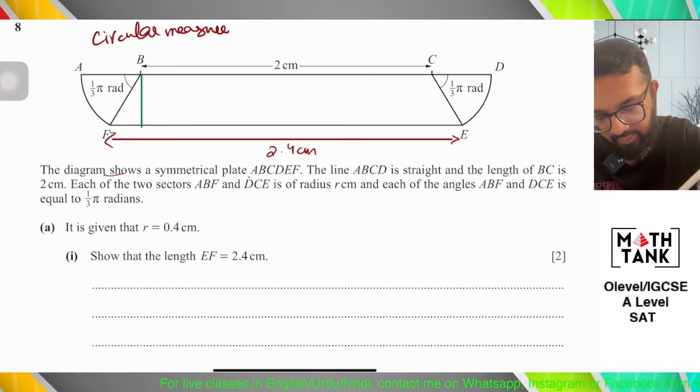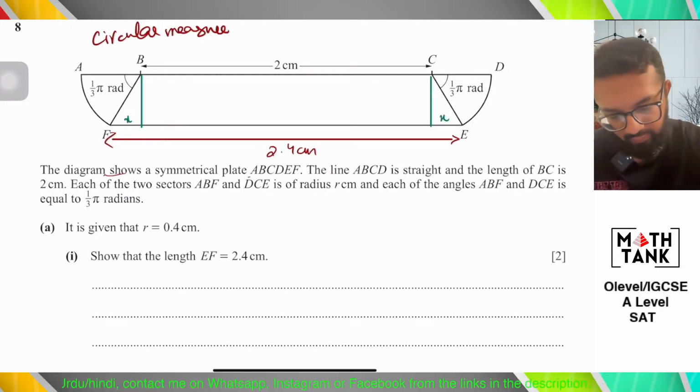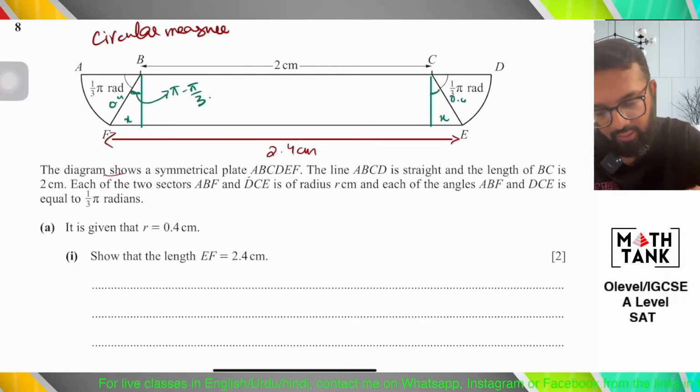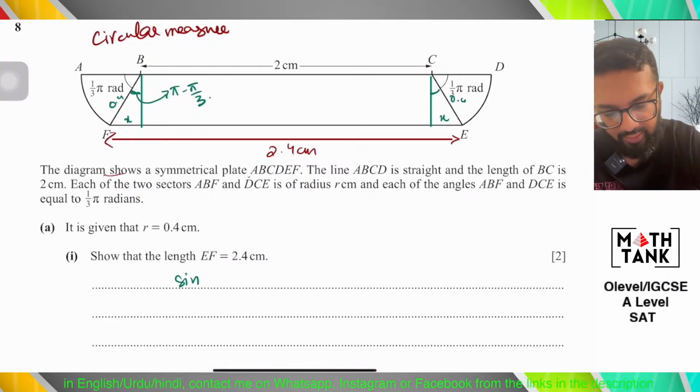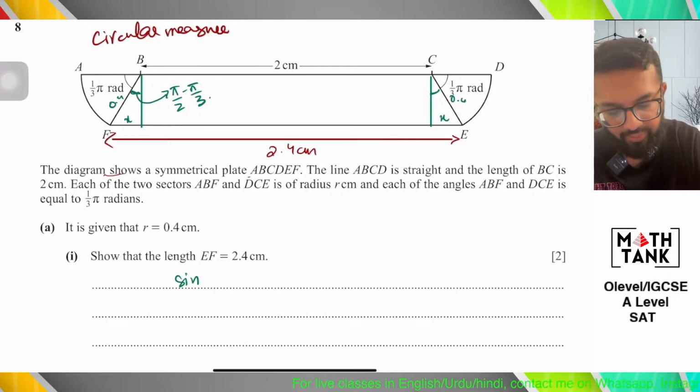So this length is what I need to add to. If the radius is given that R equals 0.4, so this has to be 0.4 and this has to be 0.4 as well. And calculate that angle. That's going to be pi minus pi/3, and I can then use sine. Pi/2 minus pi/3, my bad. Pi/6.